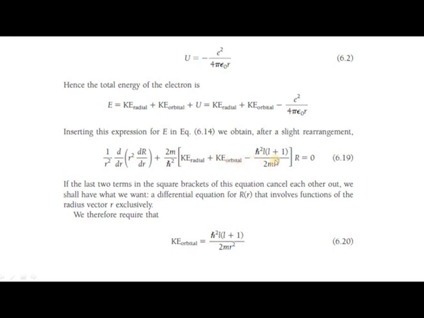Orbital kinetic energy should be equal to h bar square L into (L plus 1) by 2m r square. Okay, so I can write it to make it only a radial part equation.